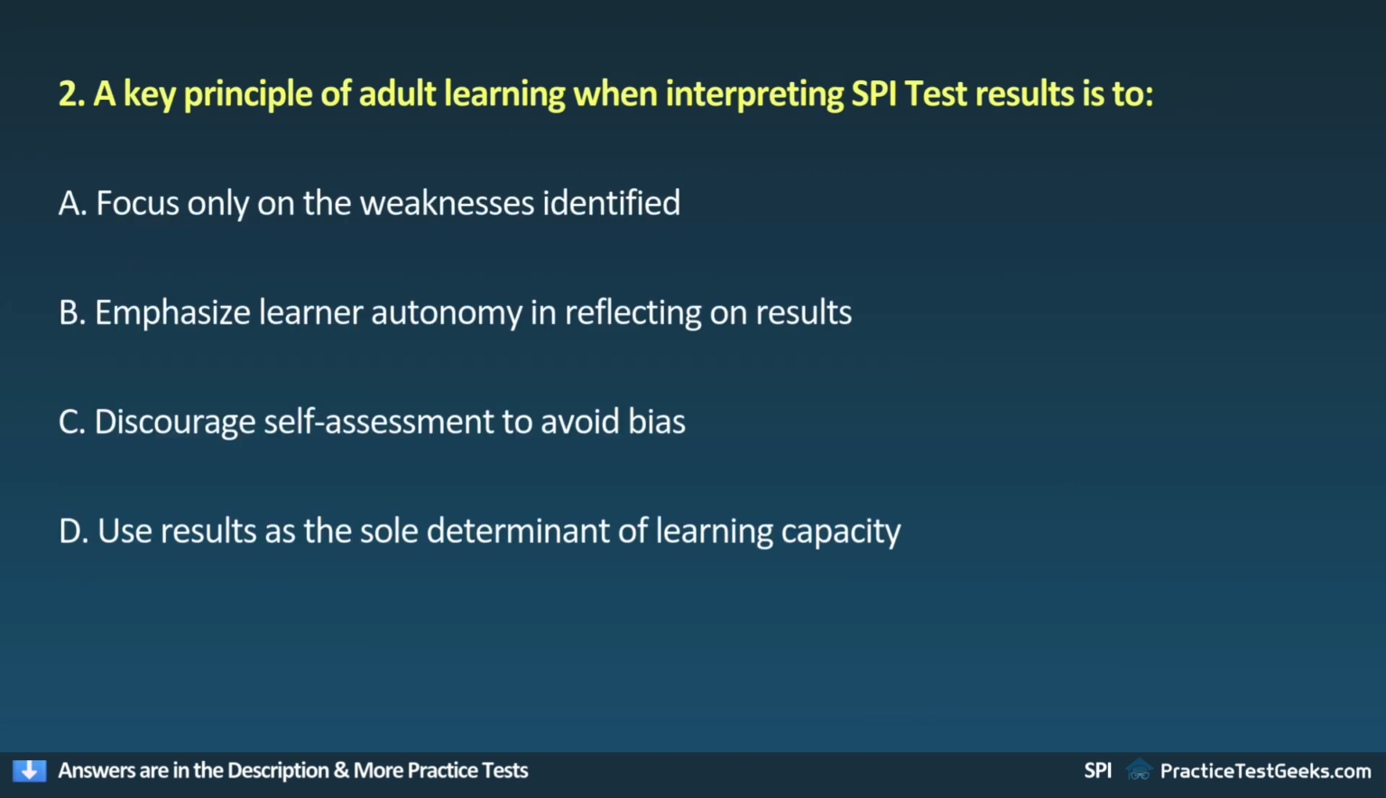2. A key principle of adult learning when interpreting SPI test results is to: A. Focus only on the weaknesses identified. B. Emphasize learner autonomy in reflecting on results. C. Discourage self-assessment to avoid bias. D. Use results as the sole determinant of learning capacity.